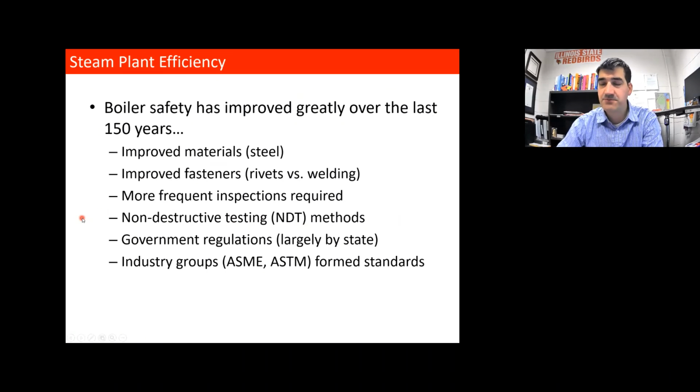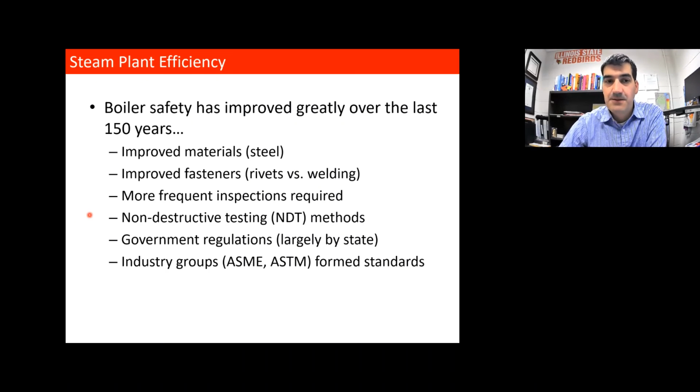So how have we improved boiler safety over the past 150 years? A lot of these things have made a big difference. Number one, just the material. The quality of the steel is much, much better now. We have things like microscopes to inspect steel. We have ultrasonic inspection that works kind of like the ultrasound used to look at infant babies inside the mother's womb. We can use that same technology to look inside steel and inspect for voids or inclusions of impurities inside the steel. So that's called non-destructive testing.